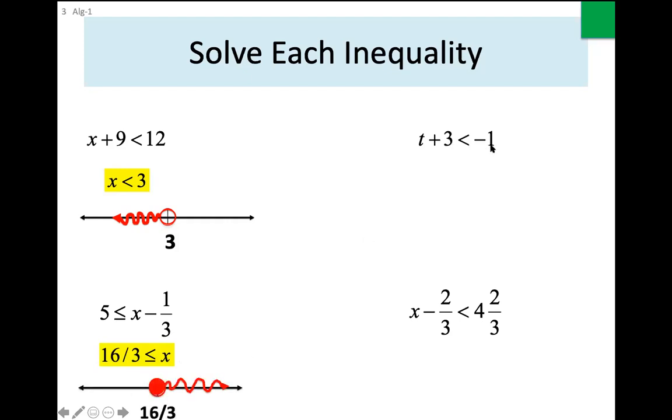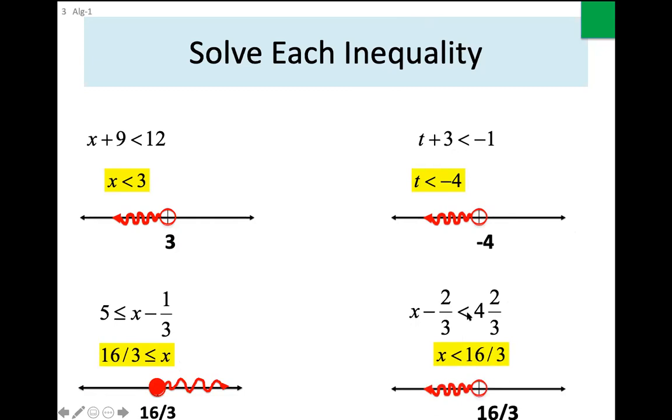Subtract 3 from both sides. -1 minus 3 is -4. The solutions are smaller than -4, open circle. And the last one, notice we do have common denominators here. Changing this to an improper fraction, that would be 14/3 plus 2/3 would be 16/3. And yes, I wrote the same answer here. The only difference is this one, X would be smaller than 16/3, therefore shade left. There you go.